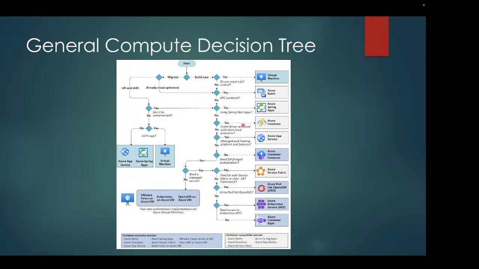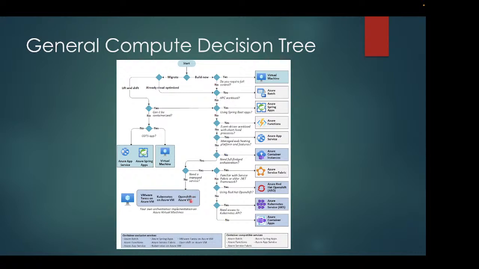And then if it is an event-driven workload with short-lived processes, so if it is an HTTP trigger, it can be a Service Bus trigger, it can be a newly coming SQL database trigger or a Cosmos DB trigger. If you need any of these, you have the option of using Azure Functions. And if you need managed web hosting, then Azure App Service is there as an option as well. If you don't need any of this, you have the container instances.